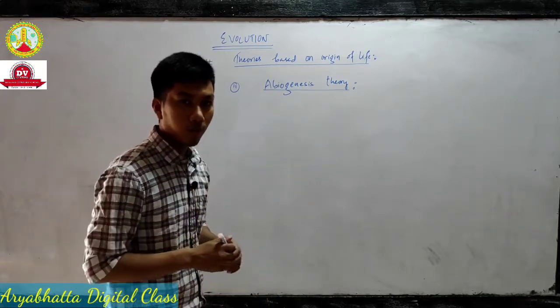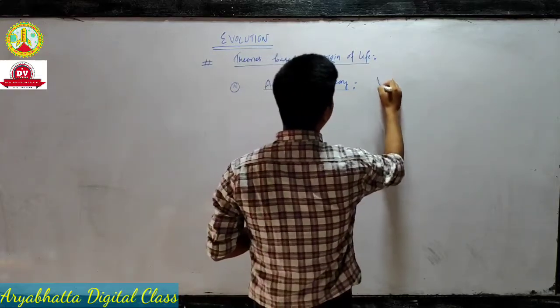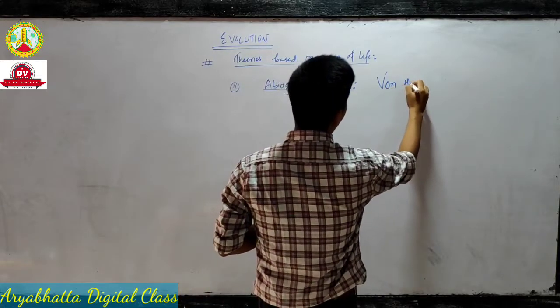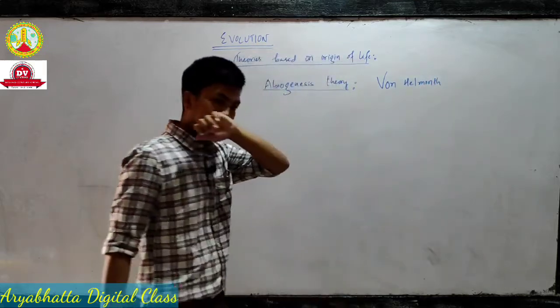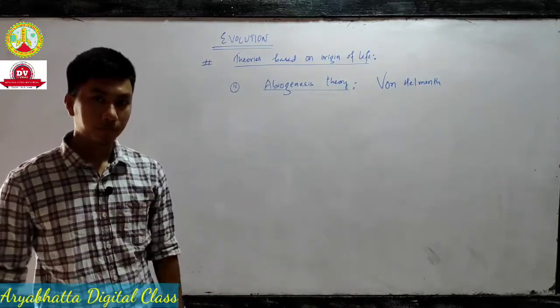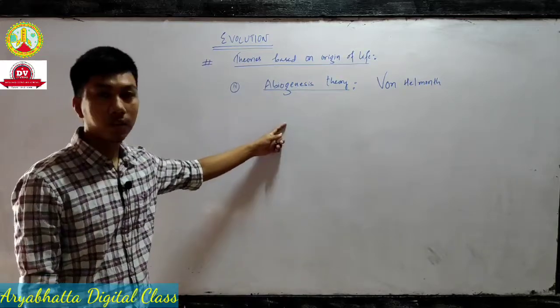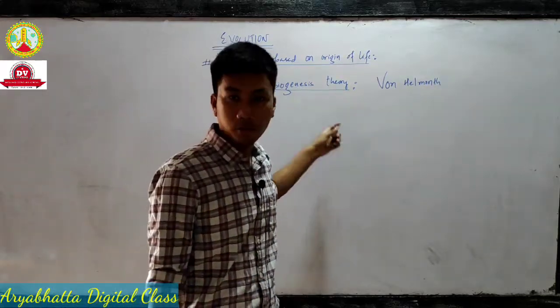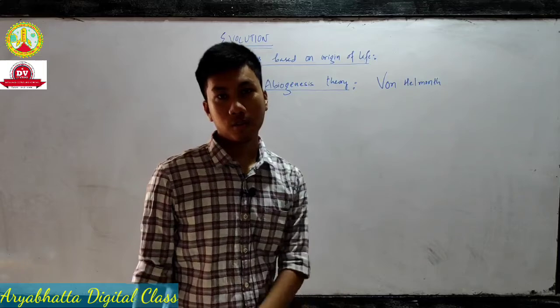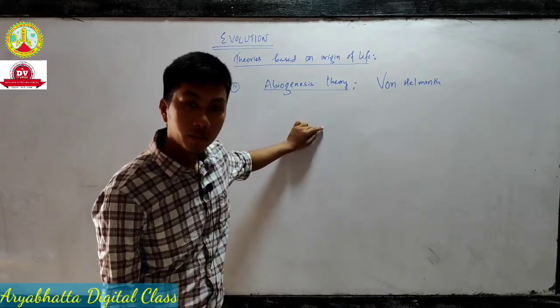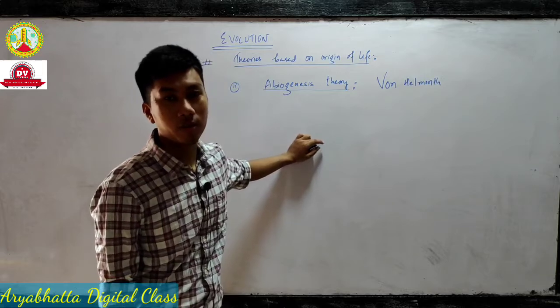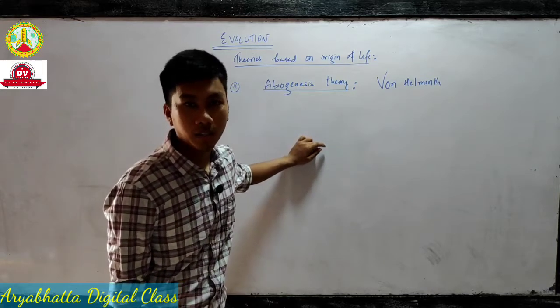This theory was first proposed by a scientist, von Helmont. According to this theory, living organisms have been originated from non-living things.